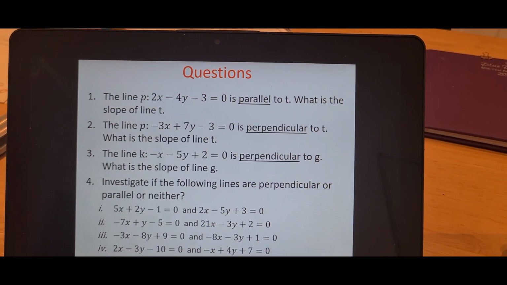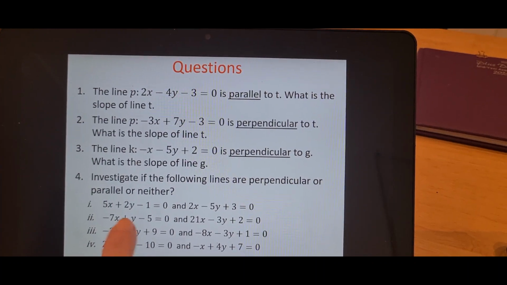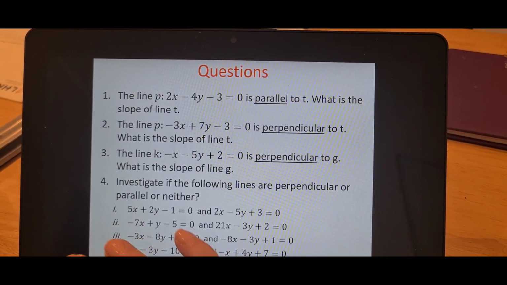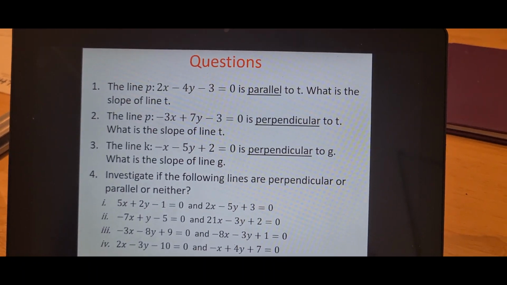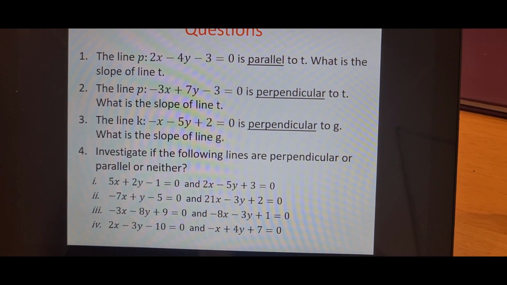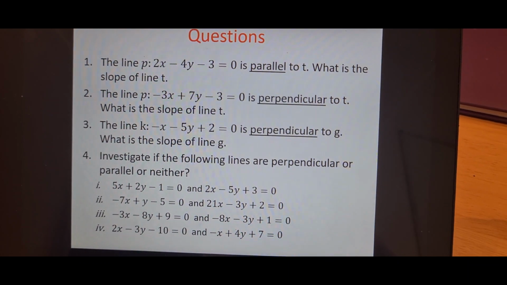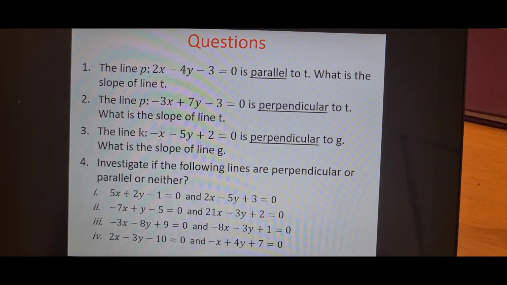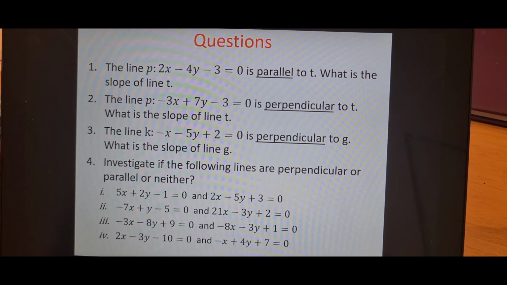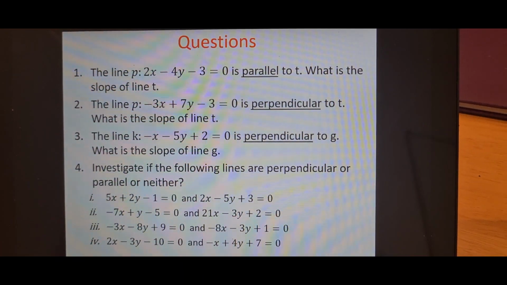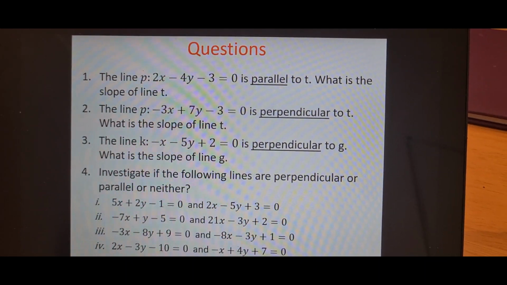And remember, for question 4, it says investigate if the following lines are perpendicular to each other, or if they're parallel to each other, or if it's neither. So again, it's all about slopes. Get their slopes. If their slopes are the same, well, then they must be parallel lines. If their slopes are inverted, so flipped upside down and opposite signs, then they must be perpendicular. And you can also multiply the two slopes, and if they get an answer of -1, they're perpendicular. If none of those apply, well, then obviously the two lines are neither perpendicular nor parallel.